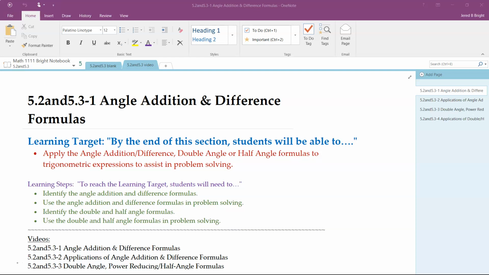Professor Bright here, and we are going to continue our study of trig and look at a few necessary identities and, well, formulas perhaps. We're going to talk about angle addition and difference, double angle and half angle in this video series. There are effectively three big formulas that you need to know, and there is a fourth one which is very closely related to one of the other ones. We will see that when we get there.